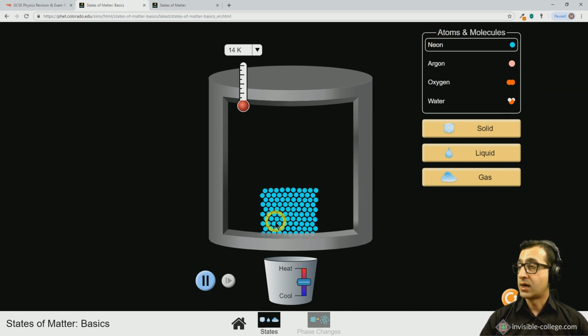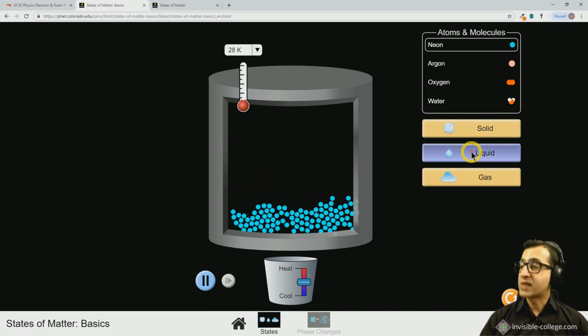monatomic substance like neon. So in the solid state, the atoms are arranged in orderly geometric arrangements. They vibrate around these averaged fixed positions in this crystalline lattice structure, and they don't have very much kinetic energy, and the forces between these particles are sufficient to hold them in those average positions for the most part.